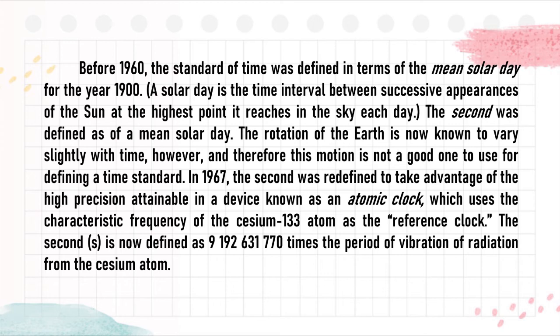The rotation of the Earth is now known to vary slightly with time. Therefore, this motion is not a good one to use for defining a time standard. In 1967, the second was redefined to take advantage of the high precision attainable in a device known as an atomic clock, which uses the characteristic frequency of the cesium-133 atom as the reference clock. The second is now defined as 9,192,631,770 times the period of vibration of radiation from the cesium atom.